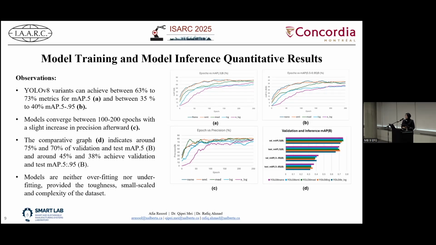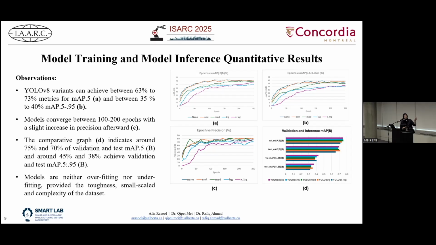Some of the observations can be seen from the model training and model inference quantitative results. So the top two graphs are basically the mean average precision 50 and mean average precision 50 to 95 for the bounding boxes versus the number of epochs. And as we can see, these YOLO V8 variants can achieve around 75% for the mean average precision of 50 and around 40% for the mean average precision of 50 to 95.